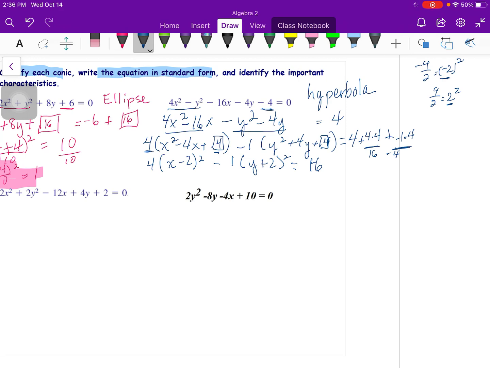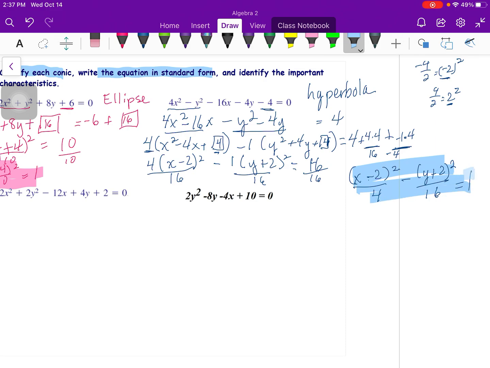Again, my hyperbolas must equal 1, so now I must divide each of these by 16. And I get x minus 2 squared over 4 minus y plus 2 squared over 16 equals 1. And then I have my true hyperbolic form.